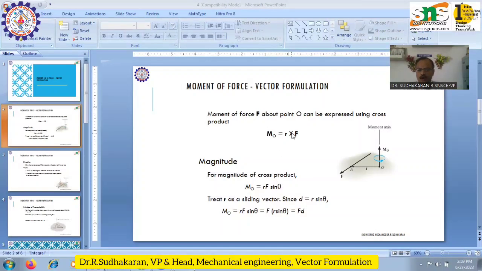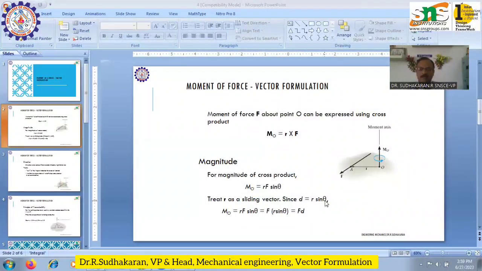Now, R vector cross F vector. To find the magnitude of the cross product, we know that R cross F is nothing but R F sine theta. So R into F is the magnitude of the force, and theta is the angle in sine theta. So treat R as a sliding vector.